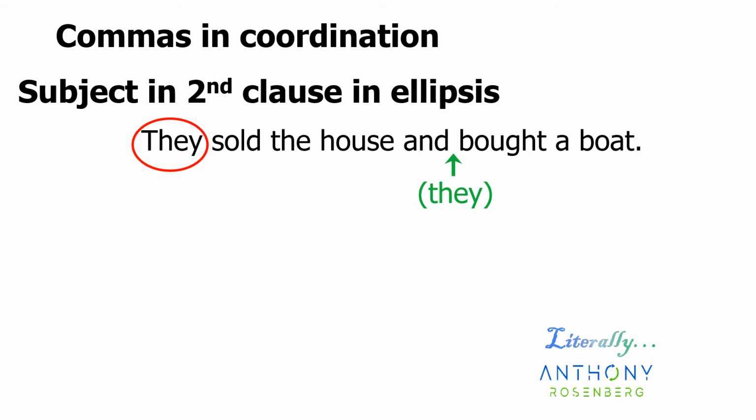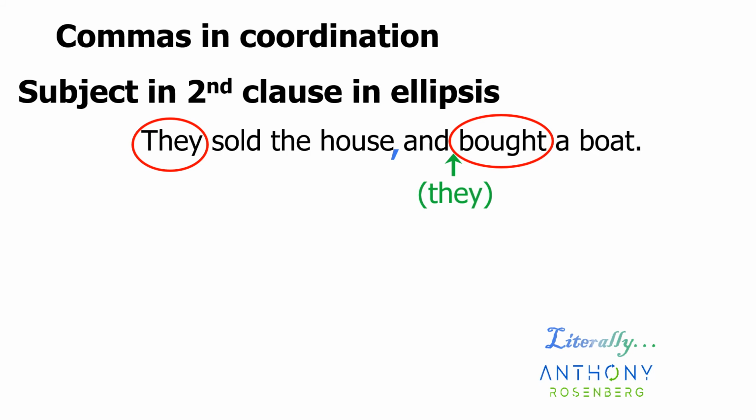If you put the comma in, as I have just done now, before the "and", so "they sold the house," comma, what you're doing is you're separating "they", which is the subject, from the verb "bought". I know it's in ellipsis there, but we don't like to do that. We don't like to separate our subjects from our verbs.